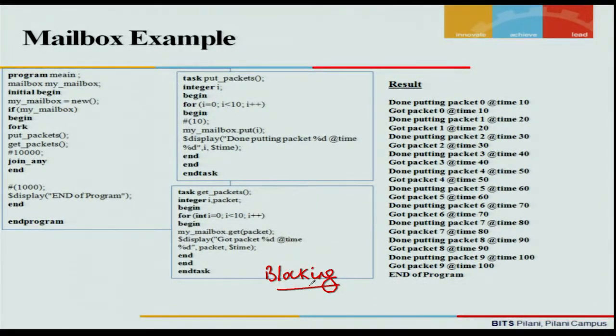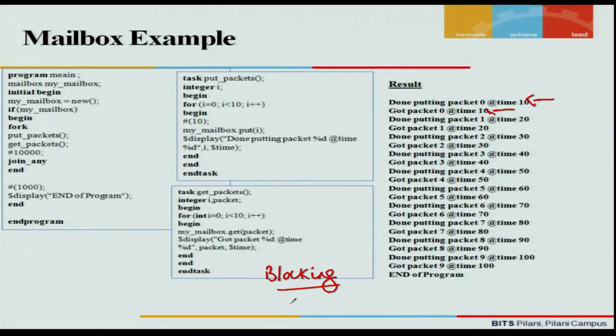You can see from the display that once a packet has been put at time 10, the get, even though there is no hash 10 in the get packet task, still waits for the time scale of 10 nanoseconds or 10 clock cycles, whatever it is, and only at that moment it will get packet 0. So in this way there's an intrinsic wait happening in the second task, the second thread basically, by which it waits for the 10 clock cycles to happen, and only then can it get new data.